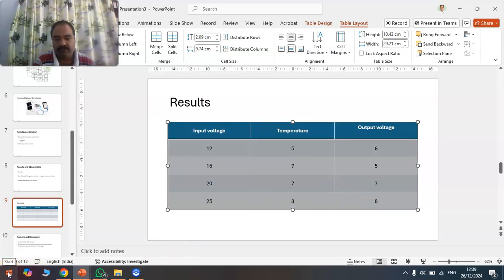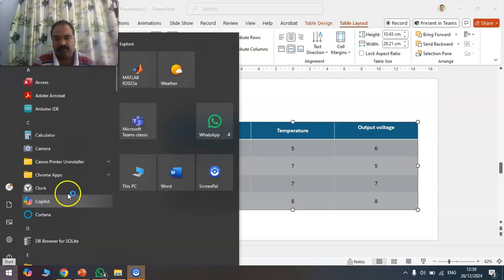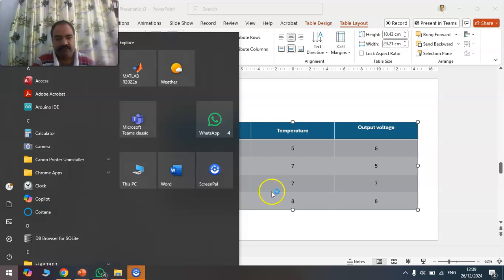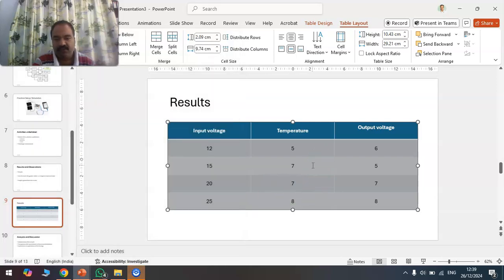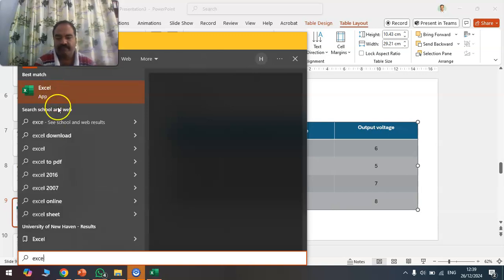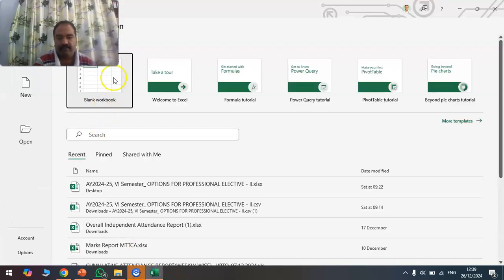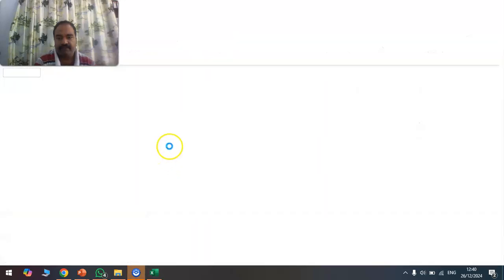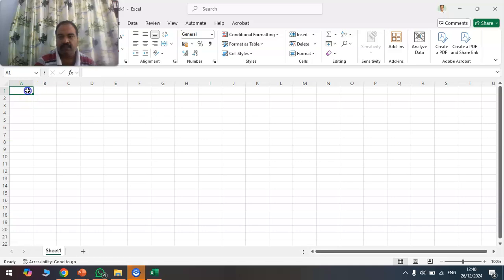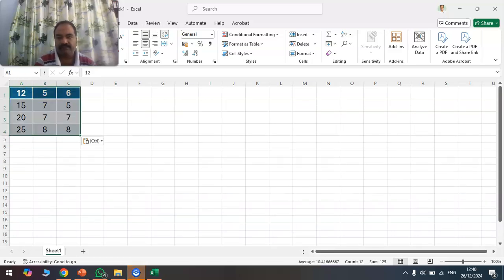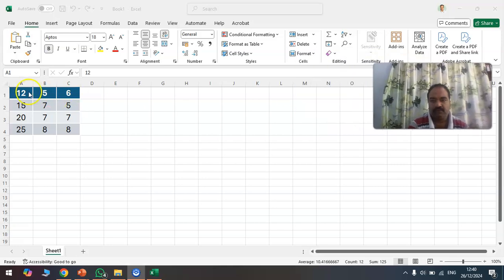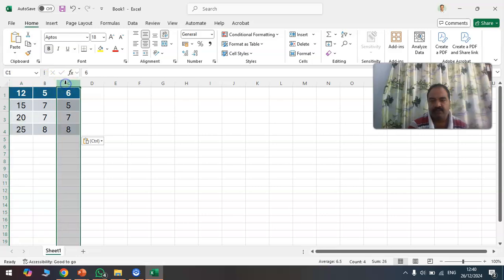My system is a little bit slow. Yeah, I think I have got it right. So here I am copying these things. Okay, so here, if you see, this is my input voltage, this is my temperature, and this is my output voltage. So I want to draw a graph between output voltage and input voltage.